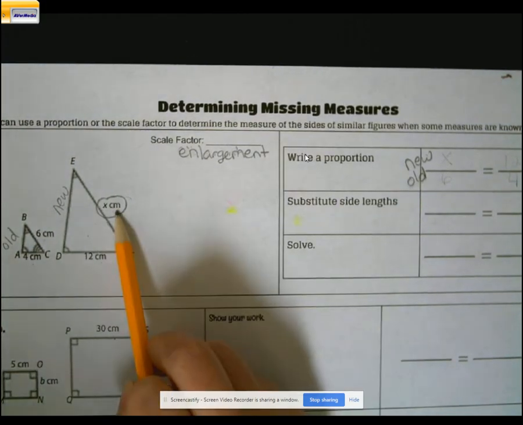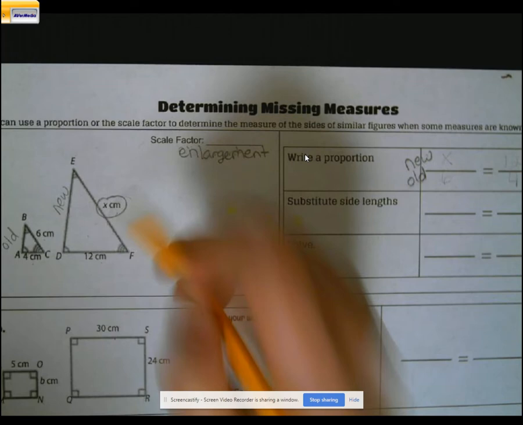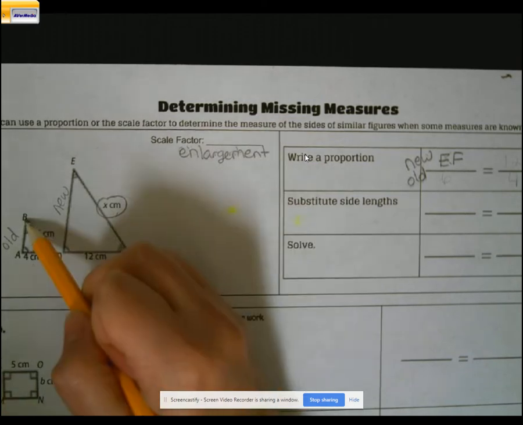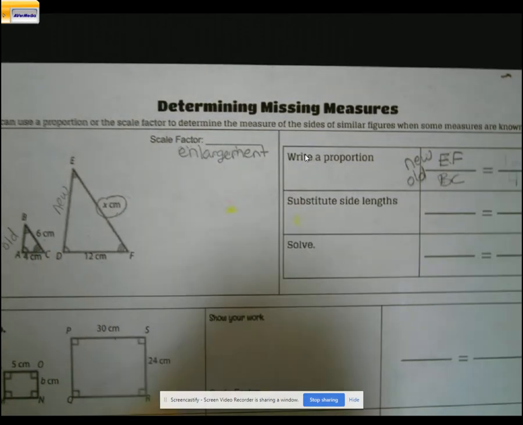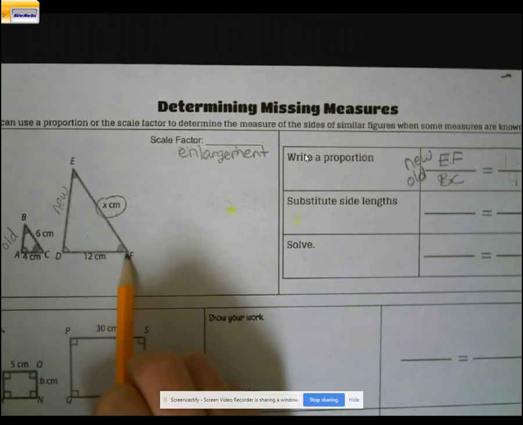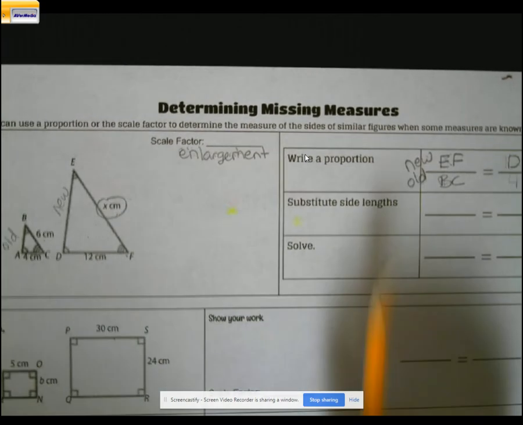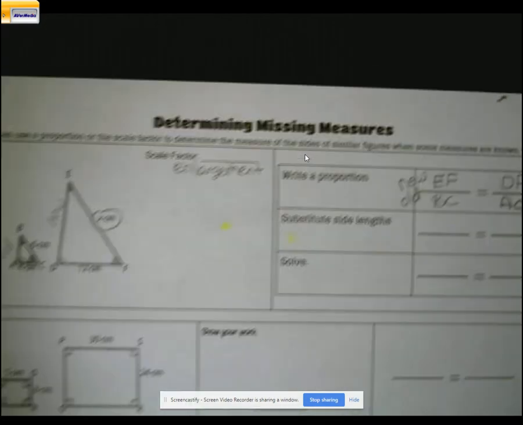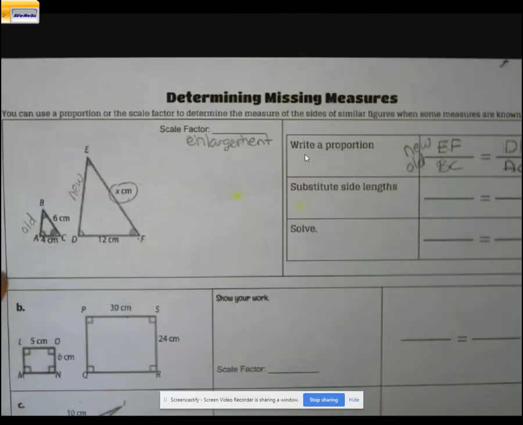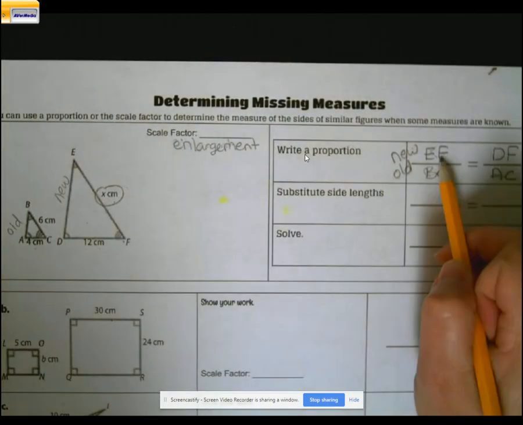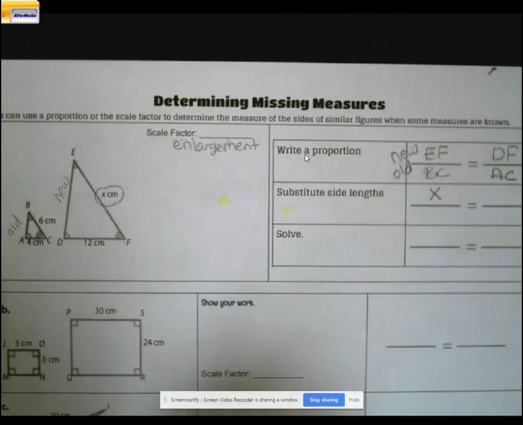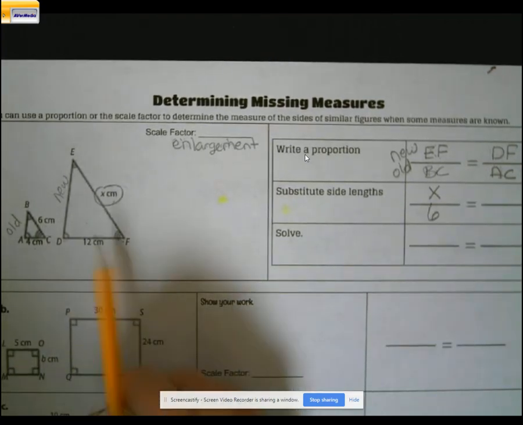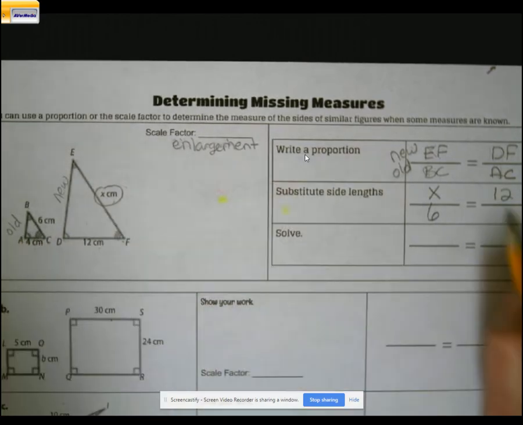So new, I have this side length here of EF. Corresponds with which one on the old? That would be BC. And then I have DF on the new one. Corresponds with AC on the old one. Now I'm going to substitute some side lengths. So EF was X, I don't know what that is yet. BC was 6. DF was 12. AC was 4.